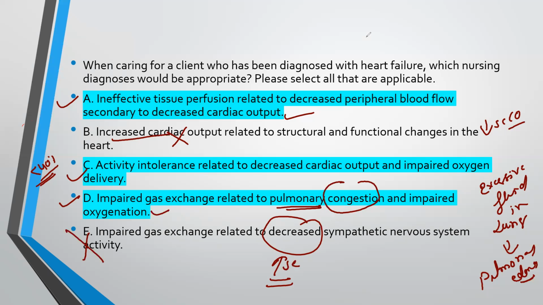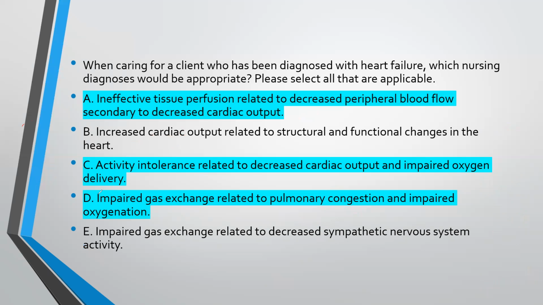I hope you understand all the options, like why A, C, and D are right. The A option is right because there will be decreased peripheral blood flow and decreased cardiac output, so there will be altered tissue perfusion. The C option is right because when the ejection fraction is less than 40%, that will lead to decreased cardiac output and impaired oxygen delivery, and the patient will not be able to do daily physical activity. So here activity intolerance is seen.